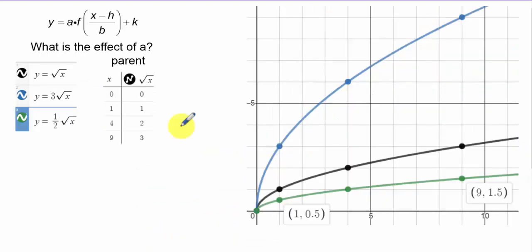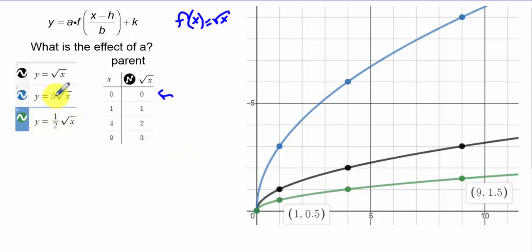So now we're going to look strictly at the a value. And I know this is an a value because it's what I call outside of the function. The function, f of x, or the parent, in this case, is root x. And in each case here, we have multiplied that root x by something. Now notice our parent function pattern is right here, which we saw earlier in our earlier slides. And we notice that each of these points is starting at the same spot. It's still starting at 0, 0. So this has remained the same.